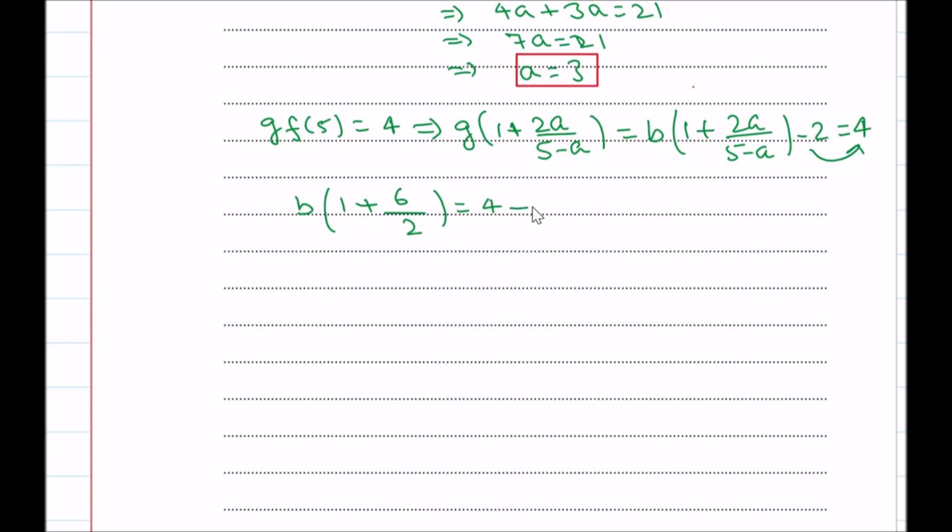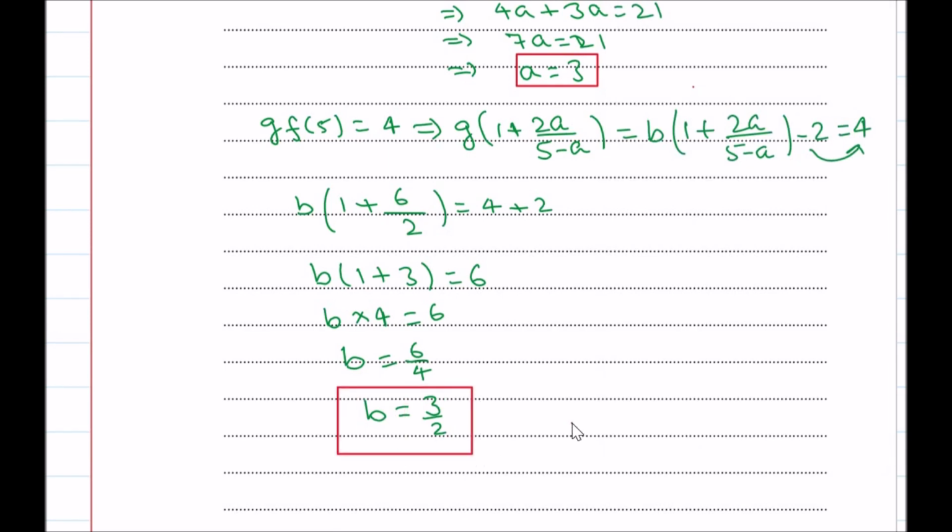So 4 plus 2. So b into (1 plus 3) is equal to 6. So b into 4 is equal to 6. This implies that b equal to 6 by 4. So b equal to 3 by 2. This is the value of b, and this is one of the answers. So let us put it in the box. Okay. So we are done with this part of the question.